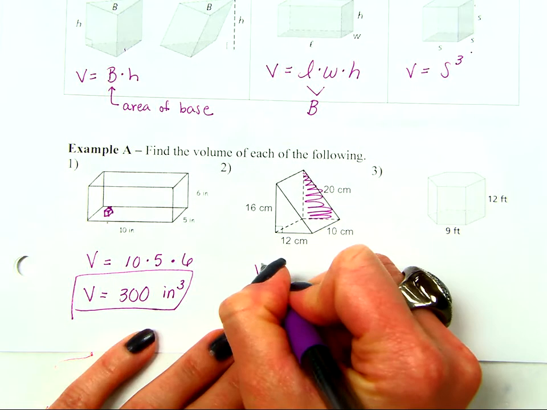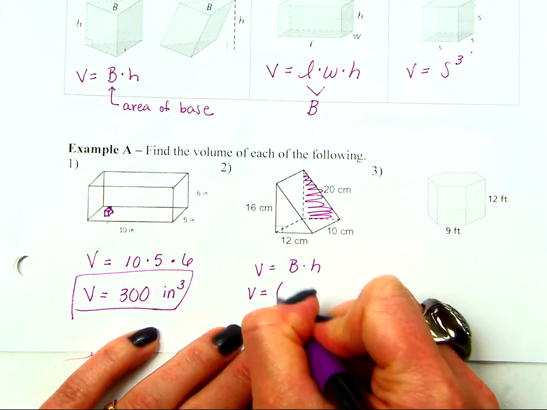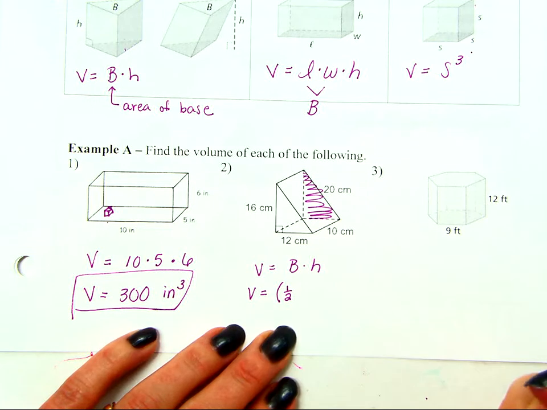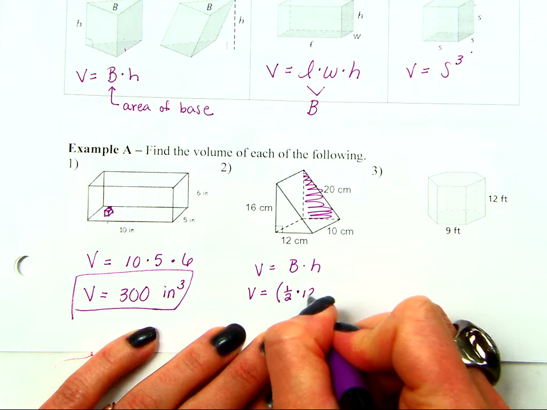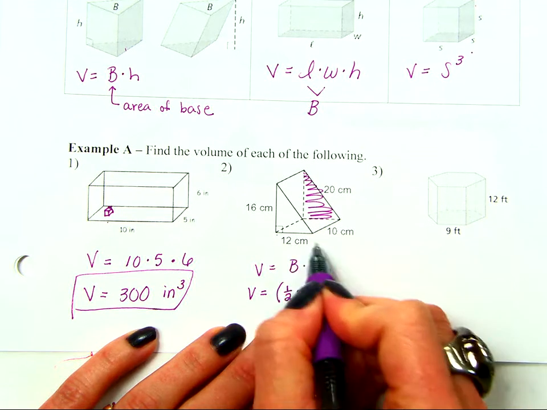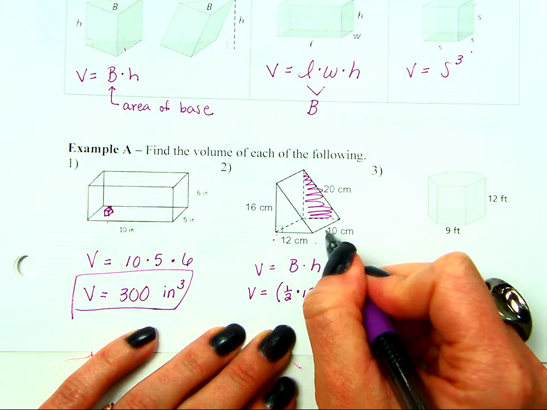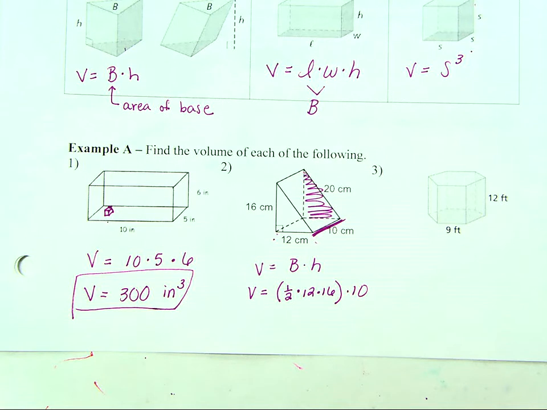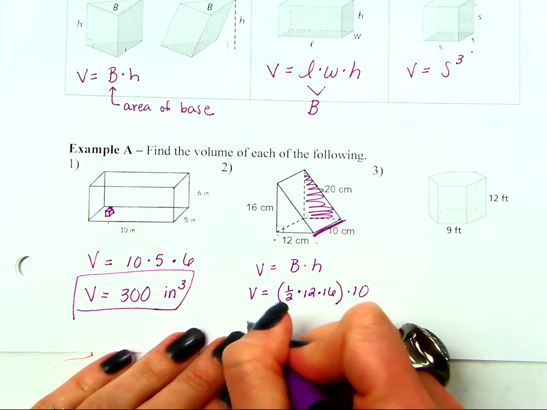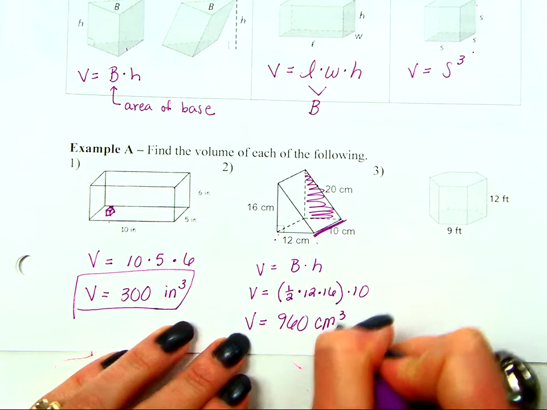So if I'm going to take area of the base times height, in this case my triangle is 1/2 base times height. My triangle here is a right triangle, so I'm going to take 12 and 16 as the base and the height. What will the height of the prism be? Because it's tipped over, the height of the prism is actually this dimension right here, 10. Once I have that figured out, it's not too bad. We're just going to multiply straight across, multiply all our numbers together, and we would get 960.